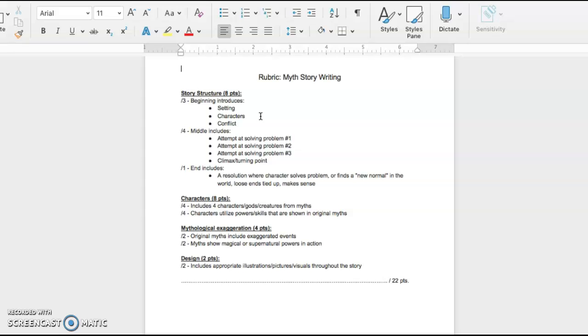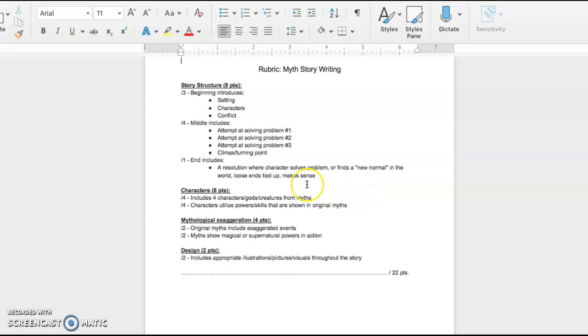Your story should also include an ending. Again, this is a resolution in which your character either solves the problem, finds a new normal in the world, has loose ends tied up, or things just end up making sense. Then, for your characters, you need to make sure that you include 4 characters, mythological characters, gods, creatures, from the myths that you have already read. That is worth 4 points.